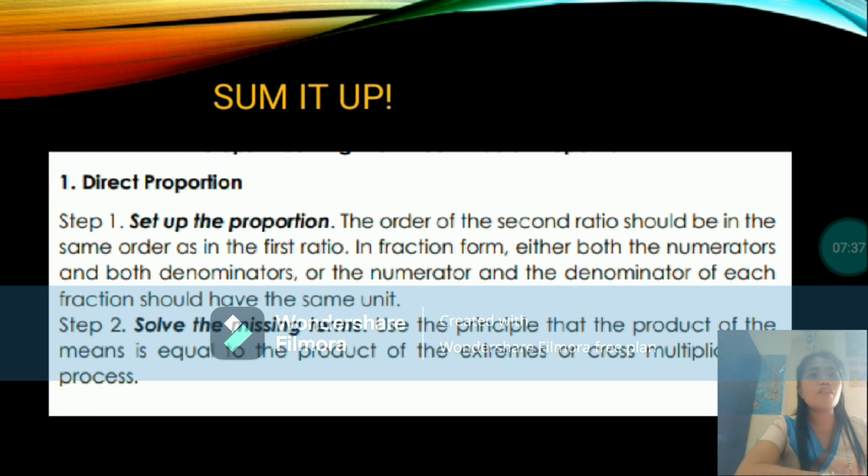The steps on how to solve if you're dealing with direct proportion. Step 1, set up the proportion. The order of the second ratio should be in the same order as the first ratio. In fraction form, either both the numerators and both denominators, or the numerator and denominator of each fraction should have the same unit. Step 2. Solve the missing terms. Use the principle that the product of the means is equal to the product of the extremes, or cross multiplication process.